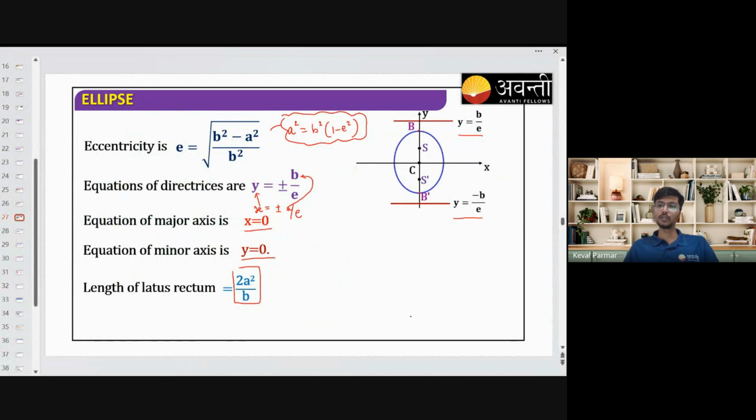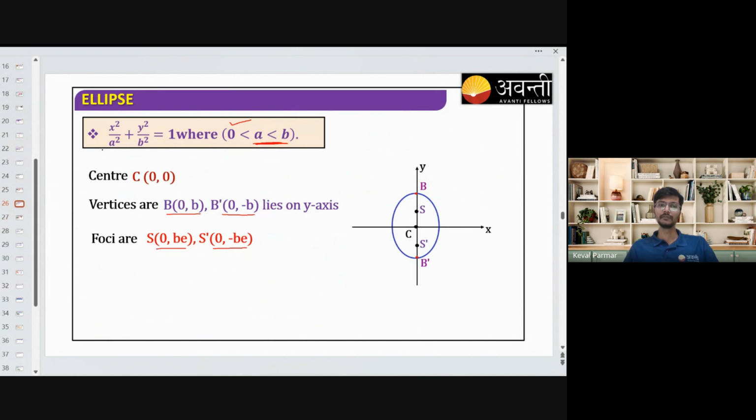In the standard form also x square upon b square. No, no, no. It is not hyperbola. It is the same. See the equation? Just this condition is changed. One form is a greater than b and the other is a less than b. The equation remains the same: x square upon a square plus y square upon b square. In both cases, the equation remains the same. What is the change? The change is just in the values of a and b. Got it?